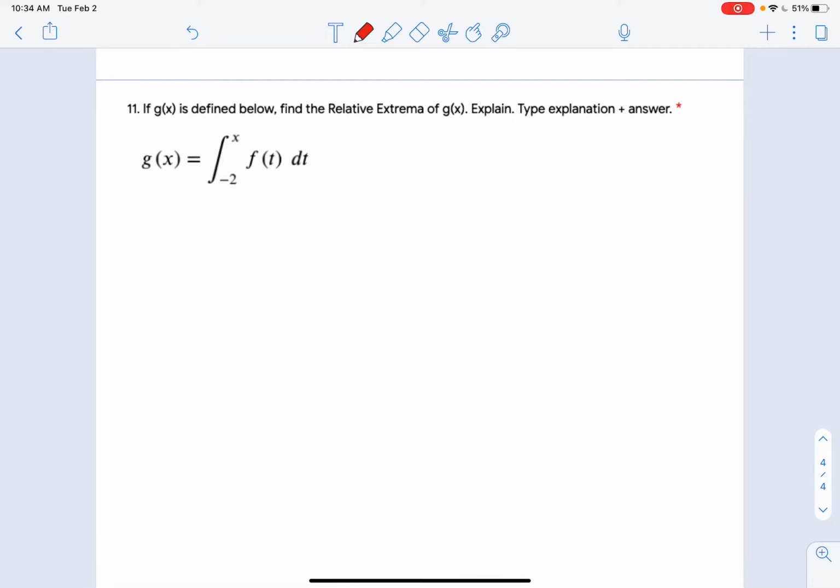So number 11 asks to find the relative extrema of g. The first thing I'll write is that the relative extrema of any function means that we're looking for where the slope switches from positive to negative or vice versa. And so let's find the slope of g.